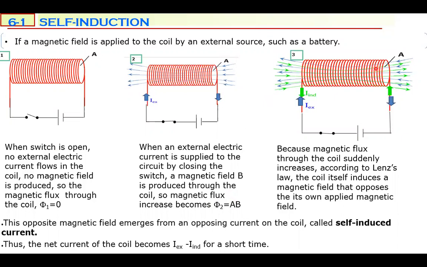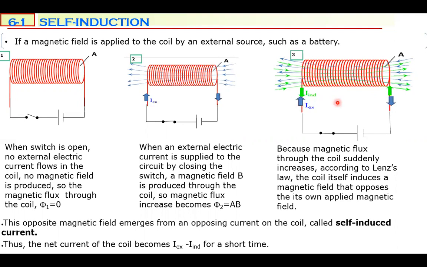So blue lines are from right to left, which is the applied magnetic field of the battery. Then the induced magnetic field must be opposite, from left to right, which is the green magnetic field I draw. So this induced magnetic field, of course, must come from an induced current. If magnetic fields are opposite in direction, the battery's current and the coil's induced current also must be opposite in direction.